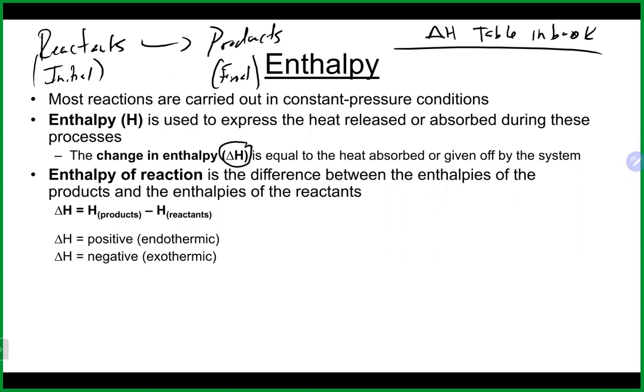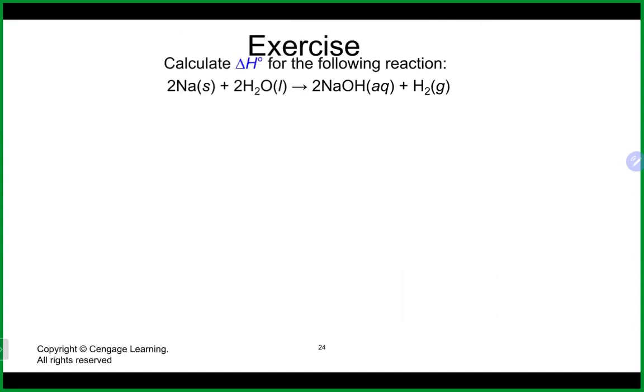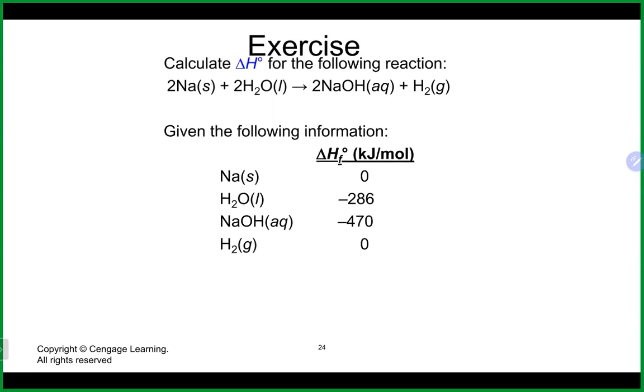So when you add up all your products' delta H values, and subtract it from all your reactants' delta H values, if you get a positive number, overall that reaction is going to be endothermic. And if you get a negative number, it will be exothermic. So let's take a look at one here, which you might need to add to your notes. We're going to do this one together, and talk about how you go about doing this.